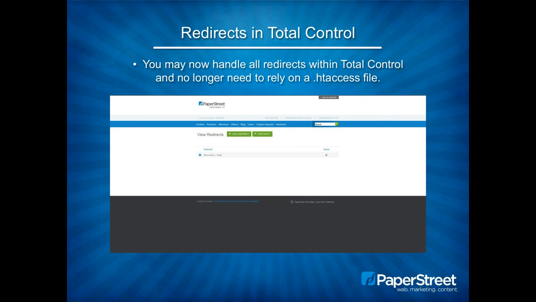Before, we had to manually add all 301 redirects through the htaccess file, which is a server-side file that sets specific rules for a given directory on the server. In this case, the directory would be your website in the Total Control directory. And manually adding them can be cumbersome.